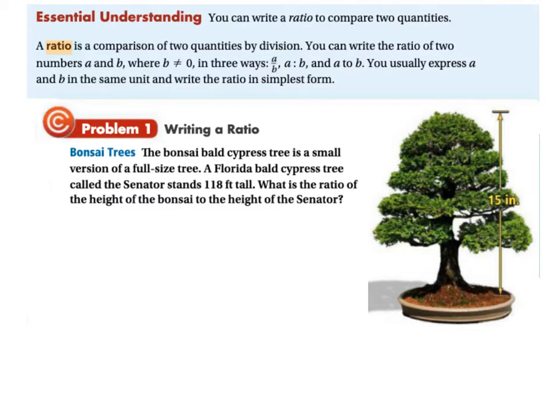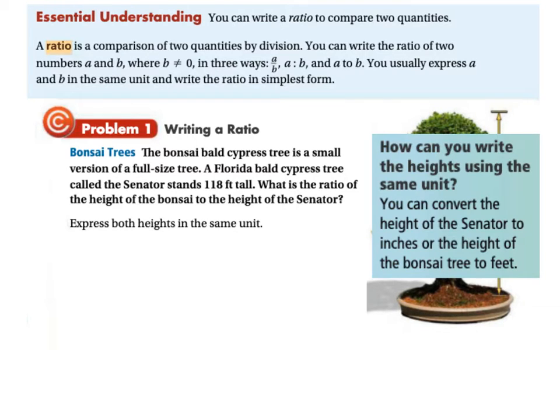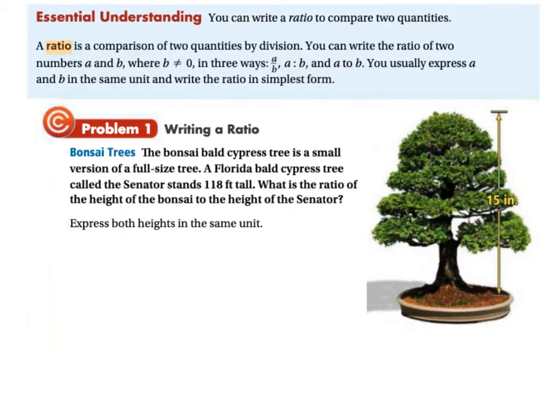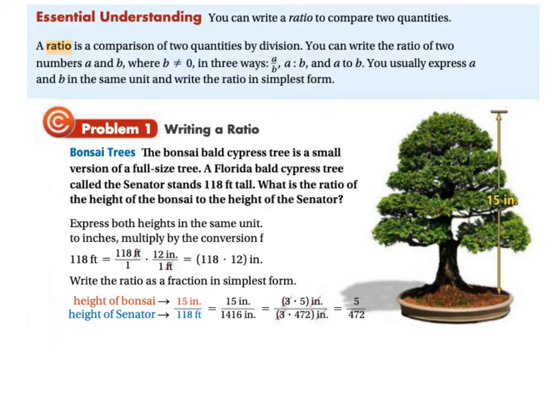So what can we do? Well, we need to express both heights in the same unit. Which unit should we use? Feet or inches? What they gave us. Now, how can we write the heights using the same units? Well, we can either convert the senator's height into inches, like the bonsai is, or we can convert the height of the bonsai into feet, like the senator is. Now, if we converted this into feet, we would get some fractional or decimal amount. It would be 1.25 or something, and you might not want to deal with that. So we're going to do it by turning the senator's height into inches.